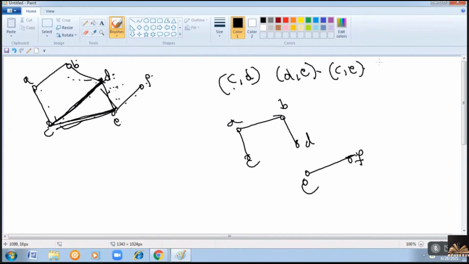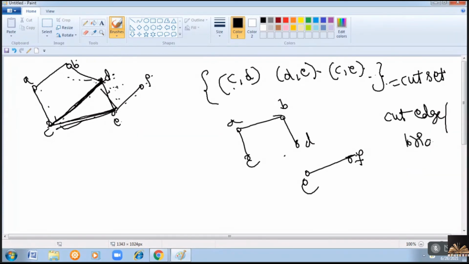Now, when you remove these three edges, you are getting a disconnected component, right? Therefore, the minimum number of edges that you have to remove to get a disconnected graph is known as a cut set. If you are removing a single edge, we will call it as a cut edge or bridge. Combination of the edges, if you are removing to get a disconnected graph, that is known as a cut set. So in our example, this is the cut set. Is it clear now?